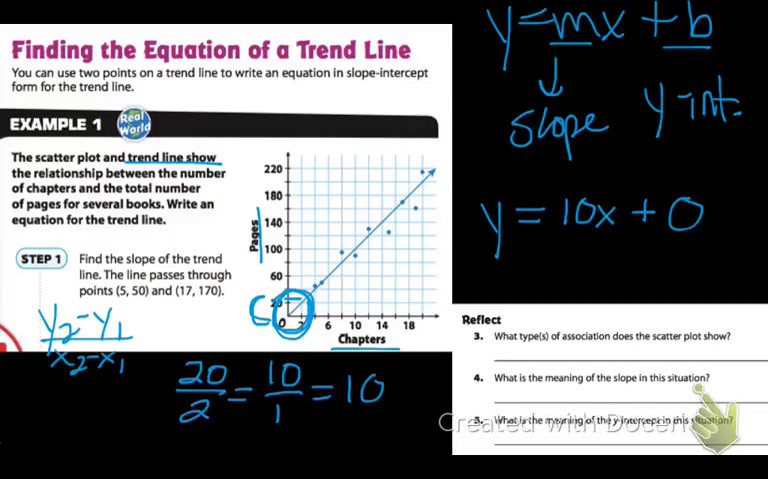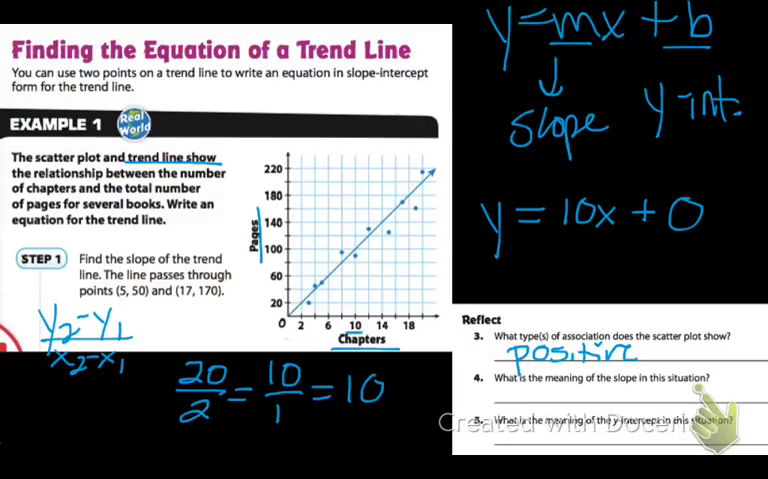Now I have some reflection questions. What type of association does my scatter plot show? As I look at it, my line and my points are generally going in an uphill direction, so I have a positive association or positive connection.